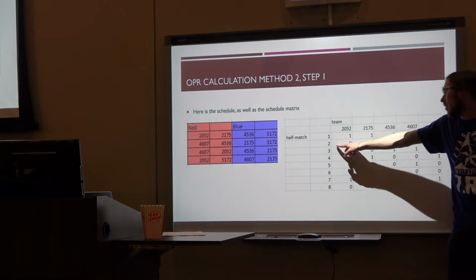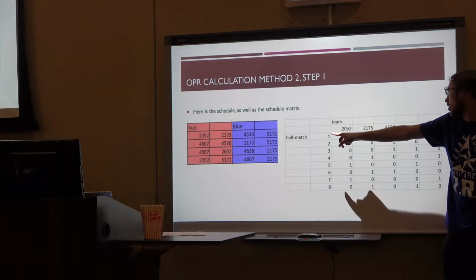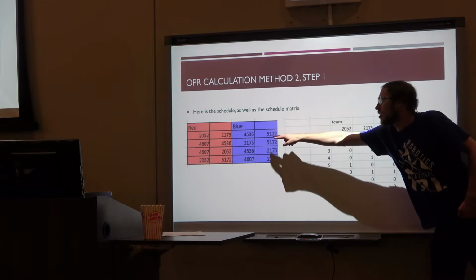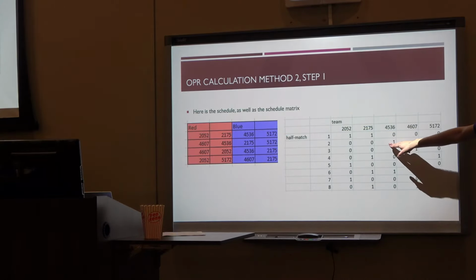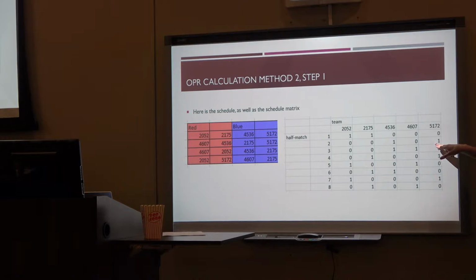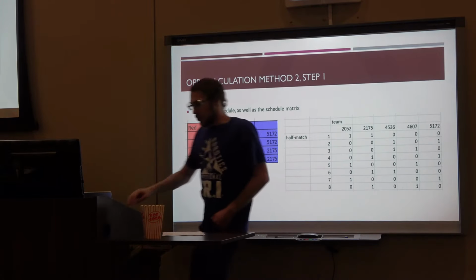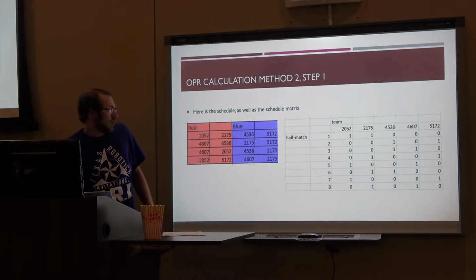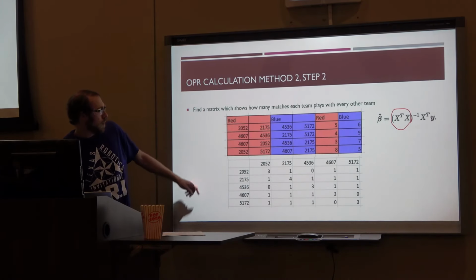Okay. Half match two is the blue side of match one, and that has 4536 in it and 5172 in it, and so on and so forth. So not much to that. That's just simple bookkeeping, okay?